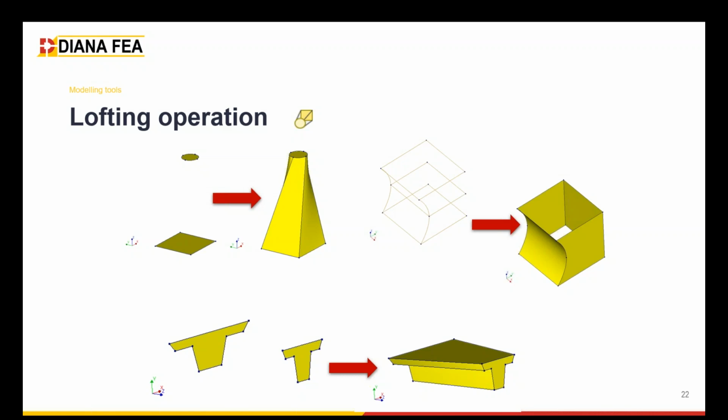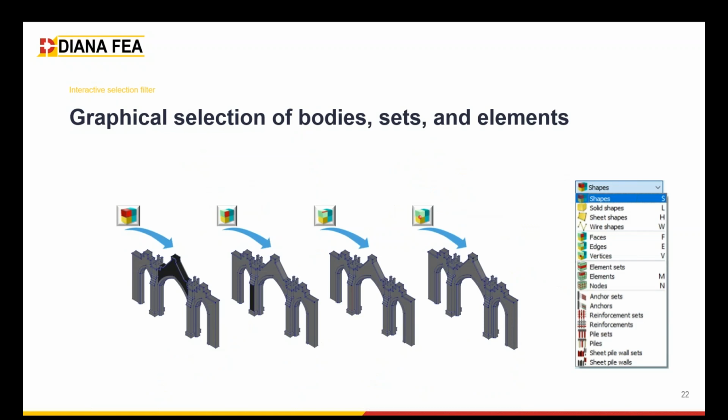We have also the lofting operation. I would say with a minimum information using this smart function, you can create advanced shape. Our selection window is interactive and object-oriented, so you can directly select them based on the selection filter. And as you can see on the right side, we have many items in the selection filter. So based on the choice, you are only able to select one of this sort of item.